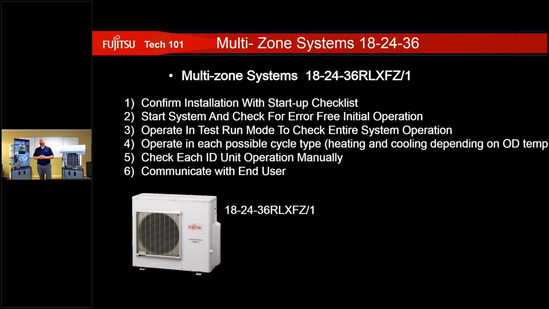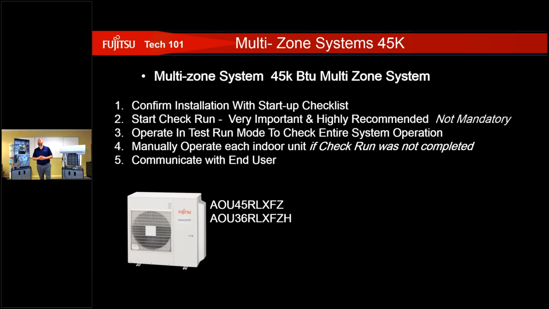Multi-zone systems are really going to operate the same way. Confirm the installation with your startup checklist. Start the system. Operate and test run. Operate in each possible mode. Remember, you're not going to be able to operate these pieces of equipment in cooling and heating at the same time. So when you're doing the test, put them all in cooling mode, then put them all in heating mode to avoid having to reset the breaker. Make sure that everything is all good to go, and then communicate with the end user.